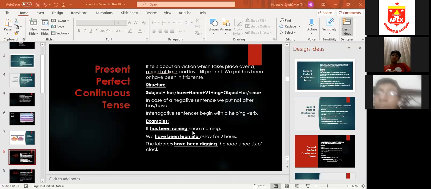It has been raining since morning. Okay, time period. If no time period, it is raining. I'm doing my work. I have been doing my work for 2 hours. When I mention a time period, then I have to put perfect continuous. We have been learning essay for 2 hours. The laborers have been digging the road since 6 o'clock. Okay, students, whenever we are going to mention a time period, we have to put perfect continuous tense.